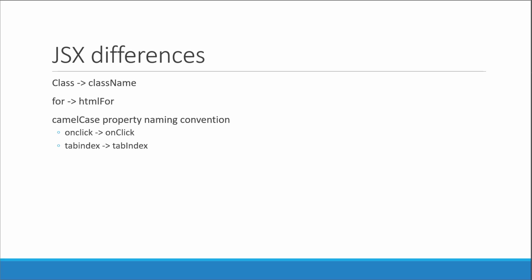For example, onclick and tabindex will become onClick and tabIndex with an uppercase C and I. We will see these differences as we progress through the course, so don't worry about having to memorize them.